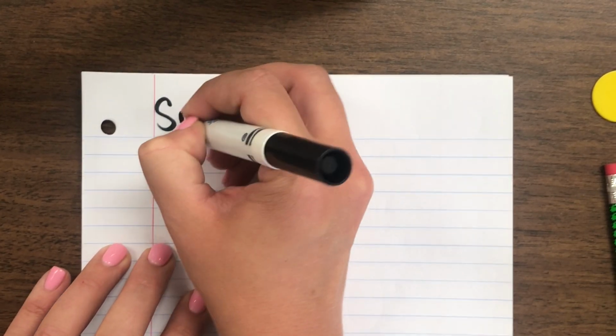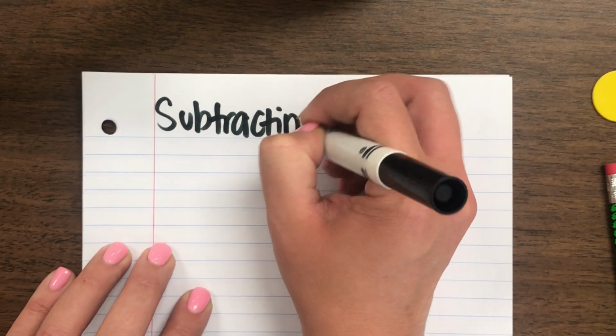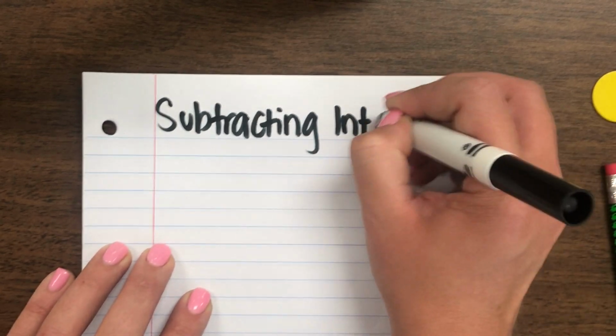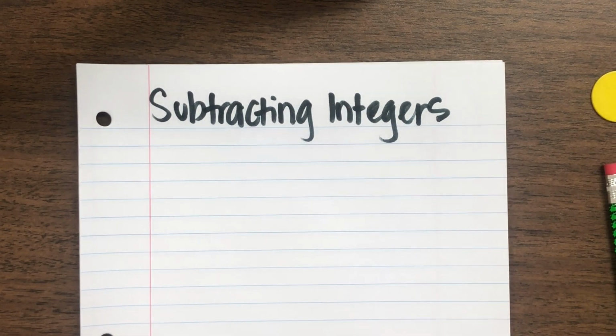Okay, so yesterday we talked about adding integers. Today, our topic is subtracting integers. We use a strategy with subtracting integers to kind of change up our subtraction problem, because when we're subtracting integers, we kind of run into a problem here, okay?